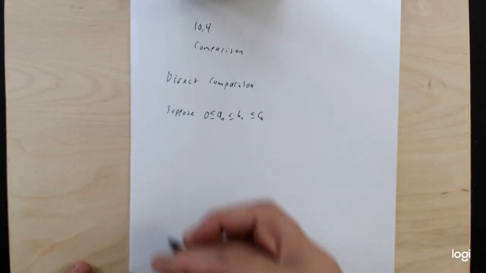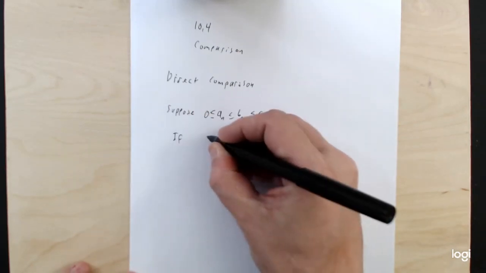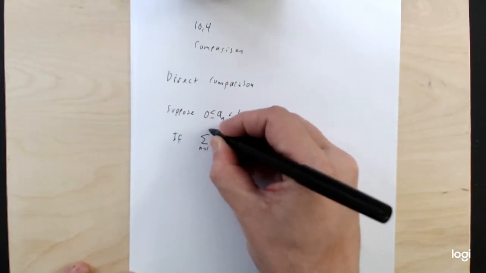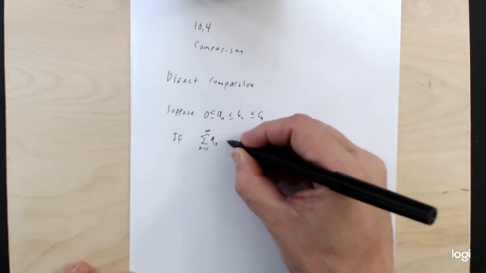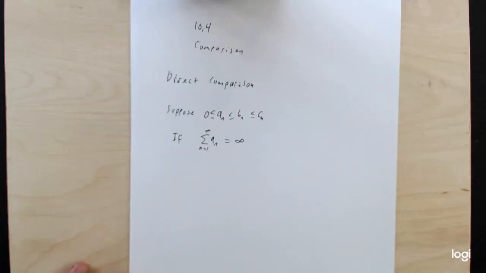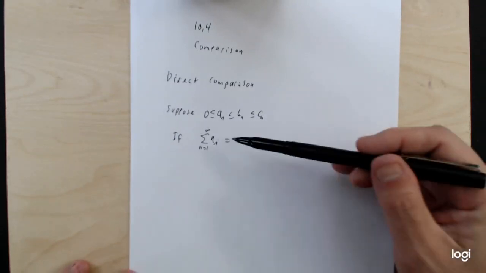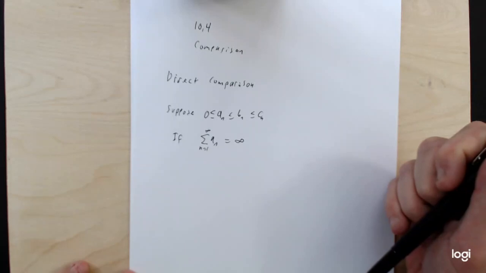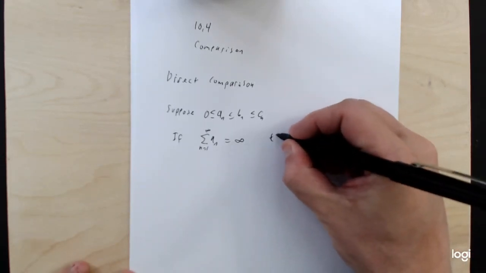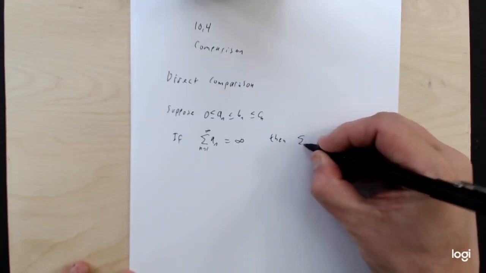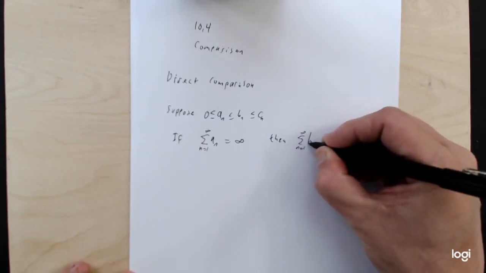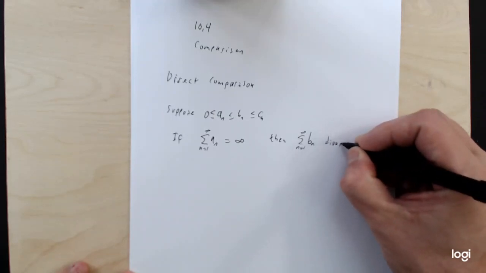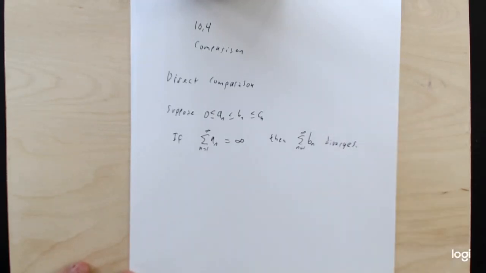Well, first of all, if the sum of the a sub n's is infinity, in other words, it diverges, well then obviously the bigger ones, when you sum them, are going to also diverge. Okay, so that's a fairly straightforward one, and it makes sense. If we have something smaller that goes off to infinity, then obviously the bigger one has to do the same.